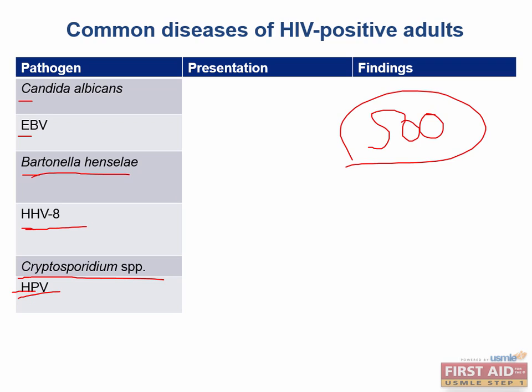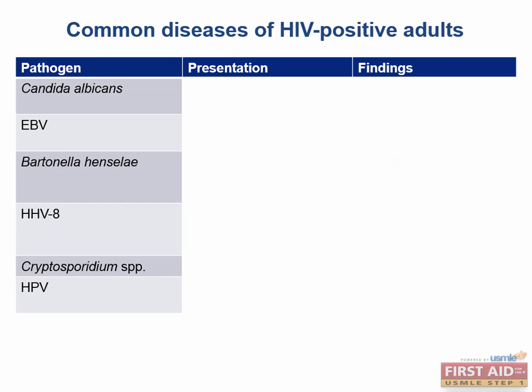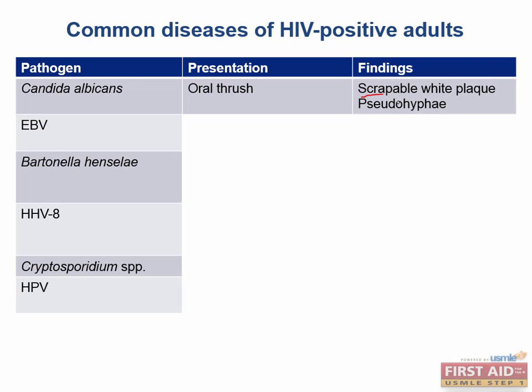Let's start now by discussing each of the pathogens and talk about what disease they will cause in a patient with AIDS. Now let's go through each of these one by one, and I want you to try to think of what disease these pathogens will cause. Candida albicans is a fungus that can present as oral thrush. Oral thrush is a fungal infection of the mouth with a scrapable white plaque and pseudohyphae seen on microscopy.